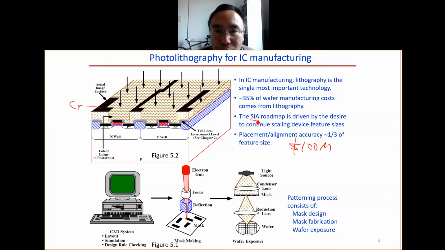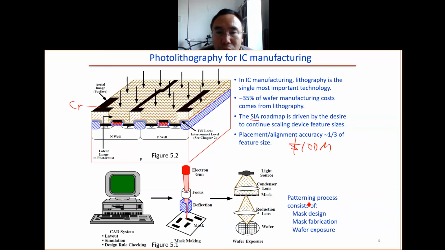The SIA, the Semiconductor Industry Association, has the roadmap for IC production. It is mainly driven by the scaling down of the feature size, and this is mainly realized by using more and more advanced lithography systems.